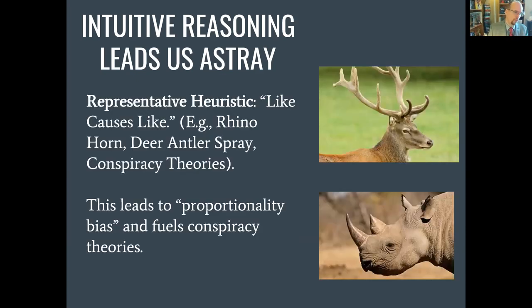Then there's the representative heuristic. This is also called the like causes like fallacy. This is the idea that like things must go together. So this fallacy fuels things like the idea that rhino horn can be ground up and ingested as a male aphrodisiac.